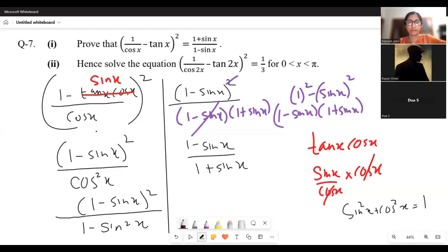There's a mistake. I'll fix it. Unless I did something wrong, let me double check. 1 minus tan x times cos x. Tan x times cos x is just sin x. So we get 1 minus sin x whole square in the numerator. Cos square is 1.